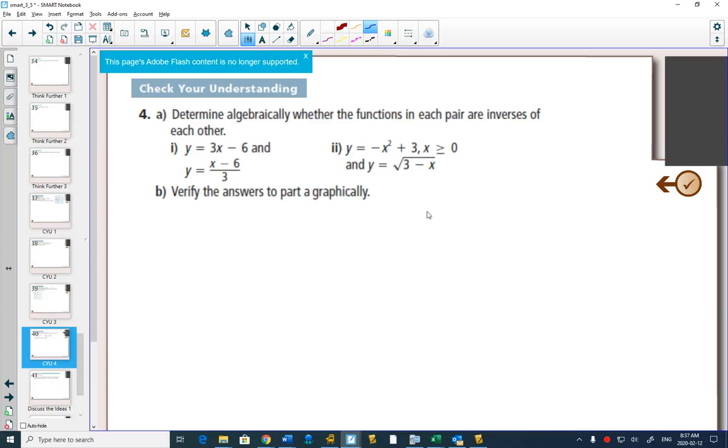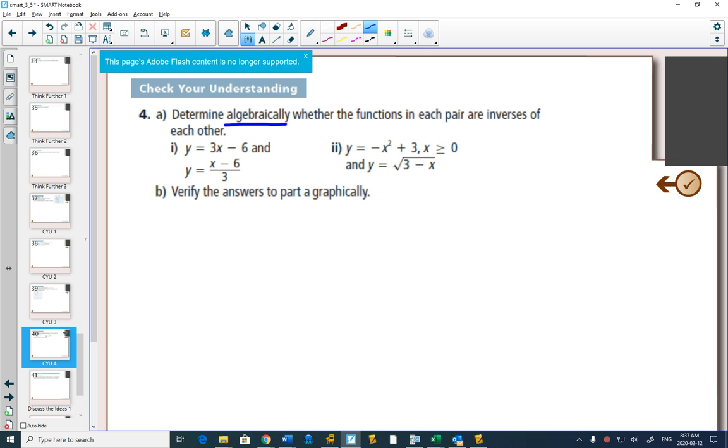We want to determine algebraically. So that means we're going to do the algebraic work of, in the equation, switching the x and the y and solving for y, and find out if they're inverses of each other. Then we're going to look graphically if we could tell the same thing.